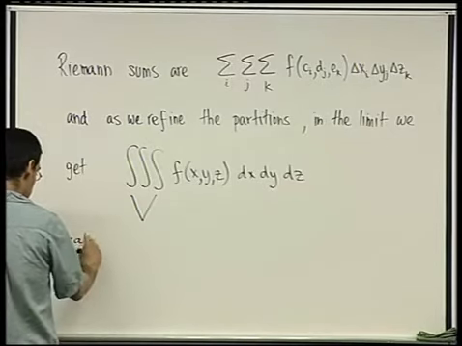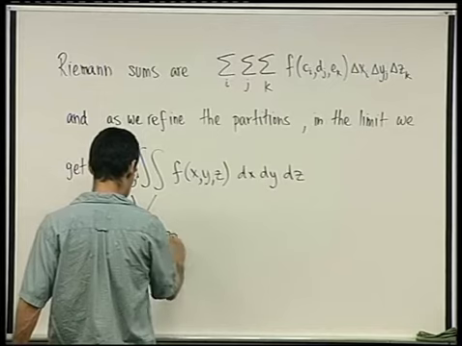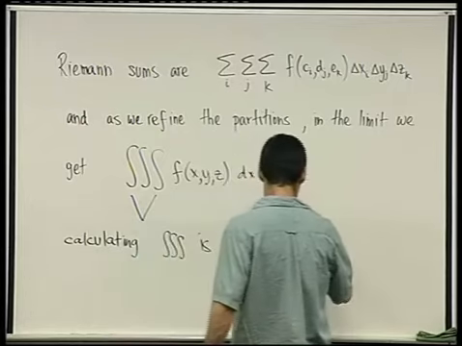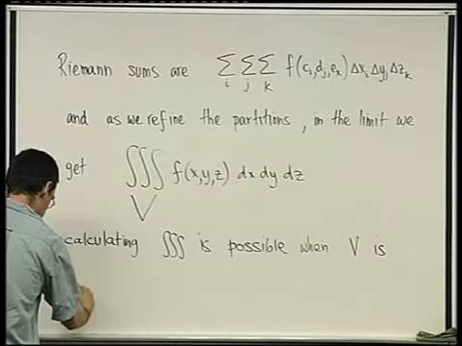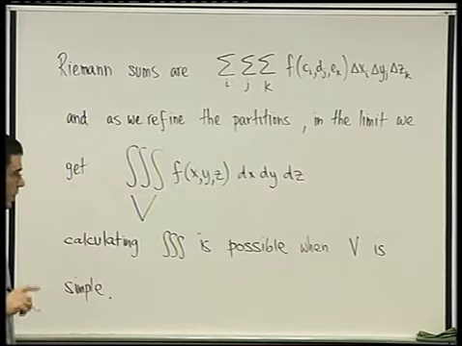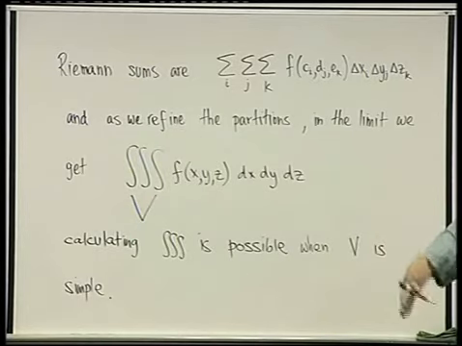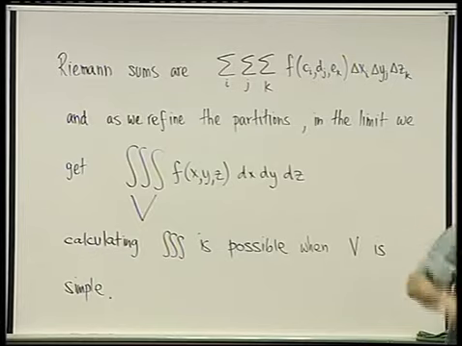Calculating things like this is possible when V is simple. So what's a simple domain in 3 dimensions? Remember that in 2 dimensions, we said that a domain which we call D is simple if the x's are between fixed a and b, and then for every x, the y's are between 2 functions, y1 of x and y2 of x. So what's going to be a simple domain now?